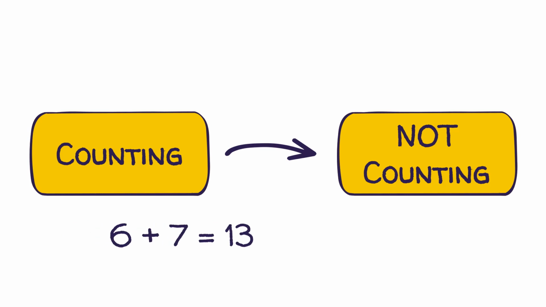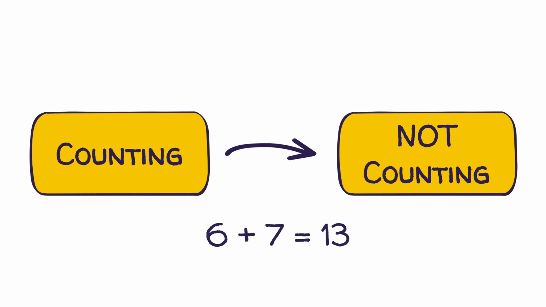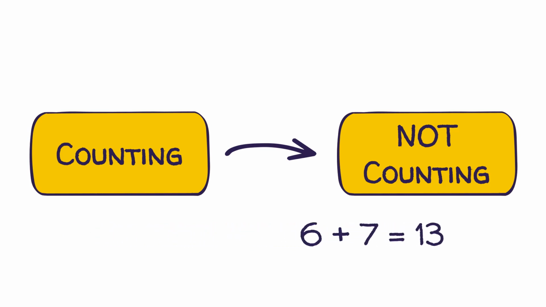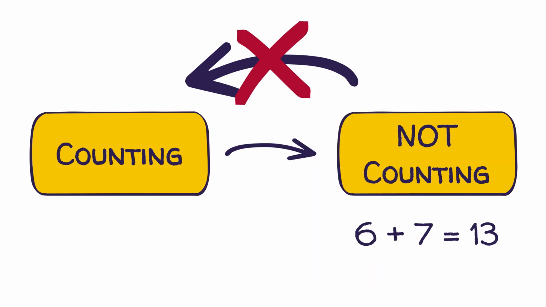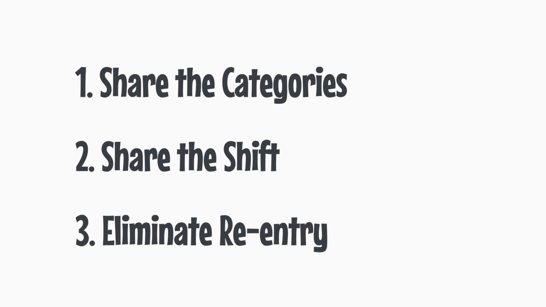And so, 3 clear takeaways. Share the 2 categories, share the shift, and eliminate re-entry. Make sure your school has a strong, explicit system that breaks down all the number facts into very small groups so that all teachers can see, here it comes, now we're counting it, now is the shift, and now we reinforce its new position.